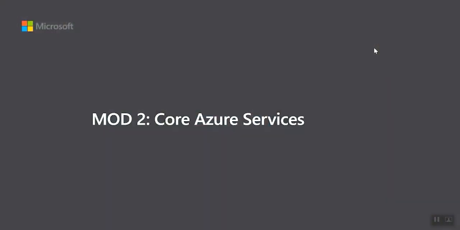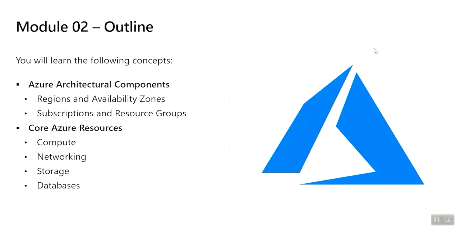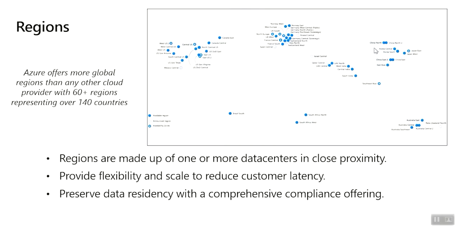We've covered a lot of foundational knowledge in this module, including cloud models, the benefits of cloud, and different levels of cloud service. In Module 2, we'll begin narrowing our focus to Microsoft Azure. We will start with Azure regions worldwide, and then we'll begin introducing you to core Azure resources. We'll look at Azure architectural components, looking at regions and availability zones, then moving on to core resources such as compute, networking, storage, and databases.